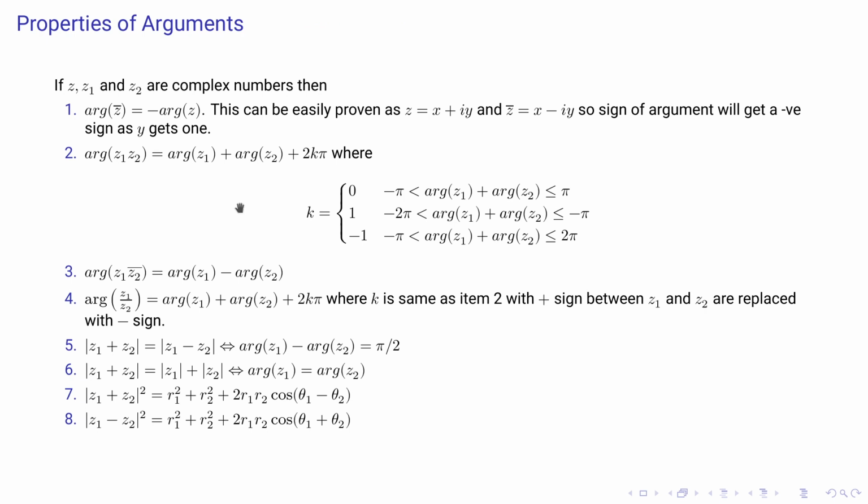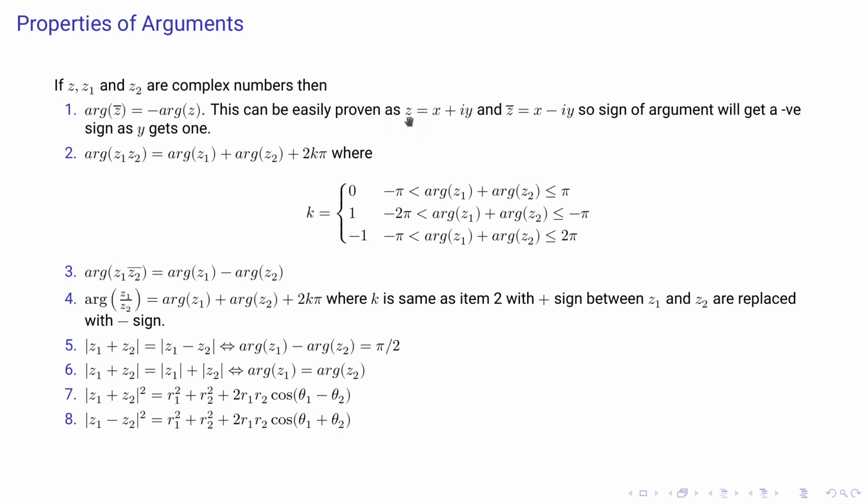Now we will study some properties of arguments. As I said in the beginning, complex numbers has got lots of theories, so there will be some more videos involved in this. Now we consider Z, Z1 and Z2 as three different complex numbers. Then argument of Z bar is equal to minus argument of Z.